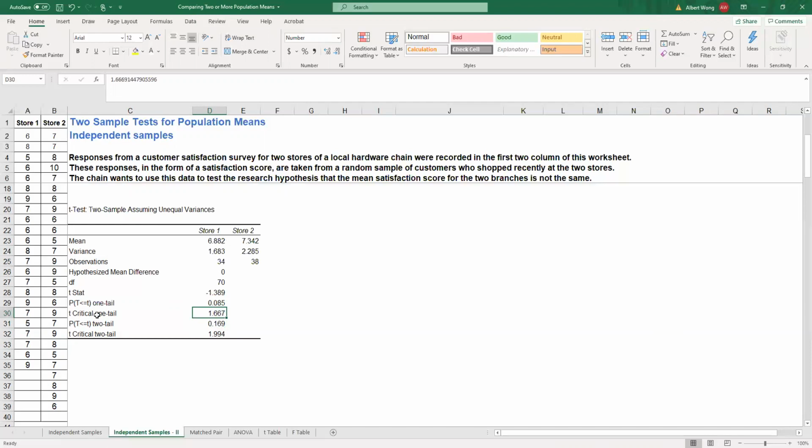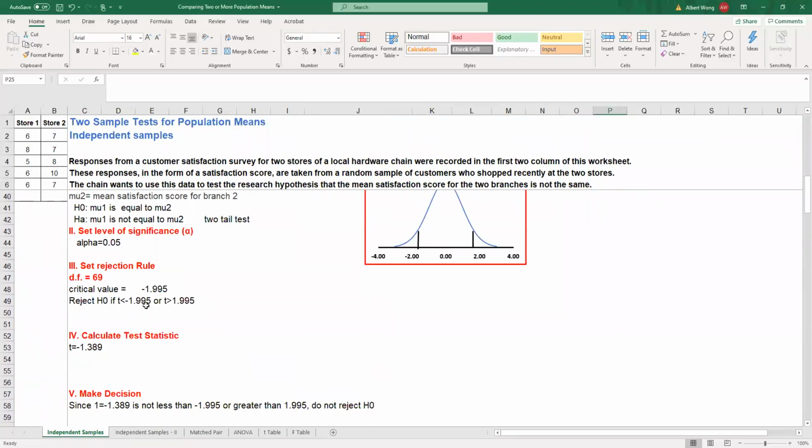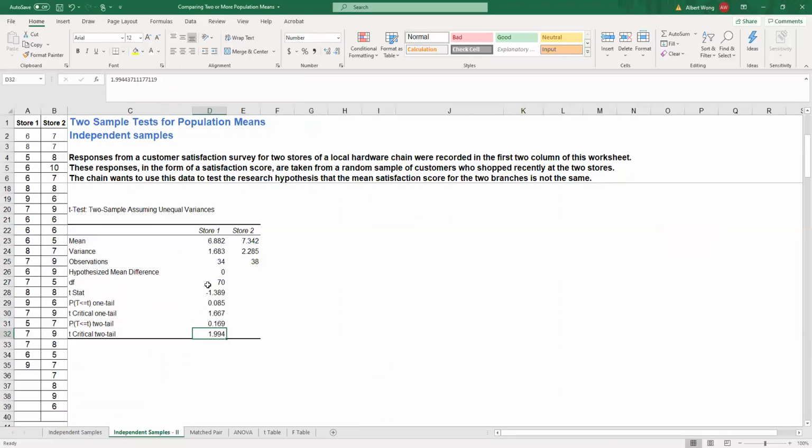Again, Excel does not know whether you're doing a one tail test or a two tail test. So it gives you both, right? If you're doing a one tail test, this is the critical value that you can use. If you're doing a two tail test, this is the critical value that you would use. Again, our value is 1.995, based on a degree of freedom of 69. Based on a degree of freedom of 70, the critical value is 1.994. So it actually does not make a lot of difference.